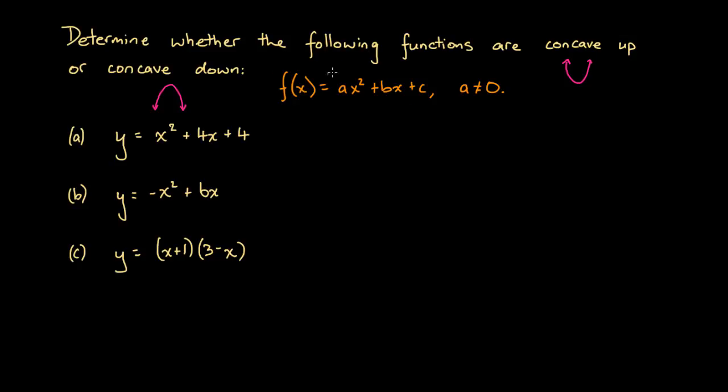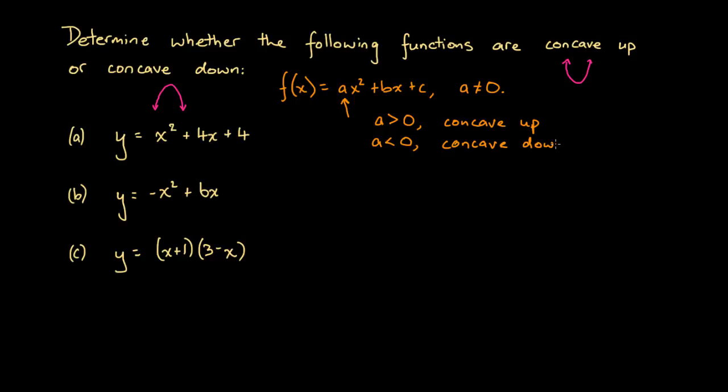So this is a quadratic function. We could easily write y equals this statement on the right here as well. That would be the same. Those would both represent quadratic functions. So here, all we have to do to figure out whether a function is concave up or concave down is consider the sign of this a coefficient. And the rule is that if a is greater than 0, then the quadratic function is concave up. Alternatively, if a is less than 0, then the quadratic function is concave down.